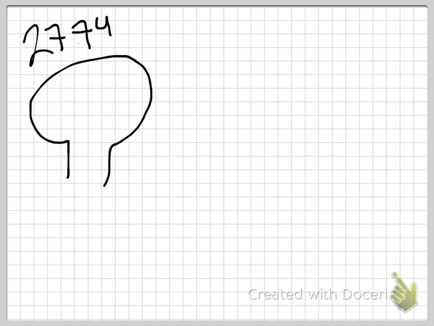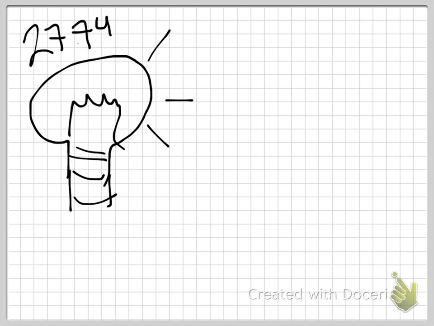Okay, this is number 27.74. This is the light bulb emitting a certain amount of energy uniformly in all directions. So you have a light bulb emitting light in every direction, 360 degrees. Think of it as a sphere almost.